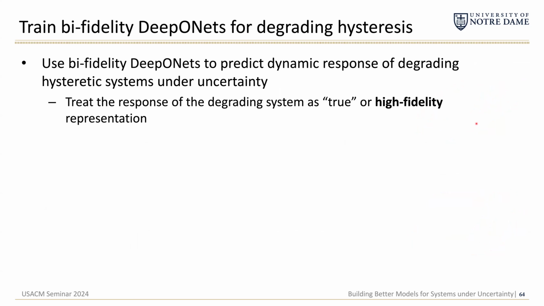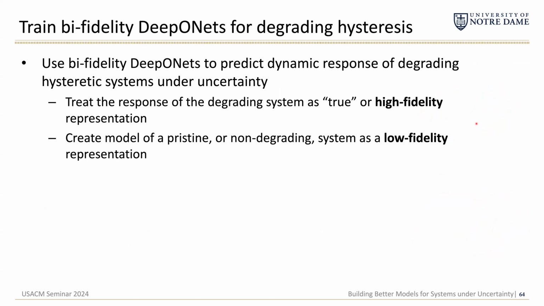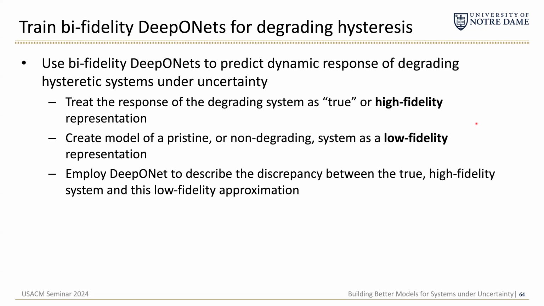And so what we did is we treated the response from a real degrading system as the true or high fidelity representation of our system, and then decided, well, what if we didn't really understand or know the physics behind that degradation? And therefore we could have a pristine model, which would be our low fidelity model, because it includes no degradation of any kind, but it may be more practical for what we could reasonably assume if, again, the degradation is something we don't really fully understand. And so what the DeepONet is trying to do is learn the discrepancy between our true degrading high fidelity system and our low fidelity pristine approximation.